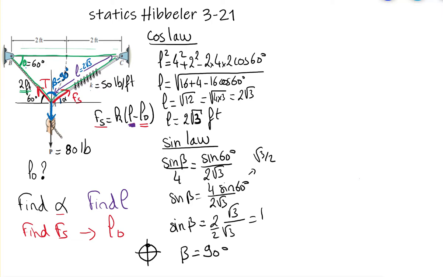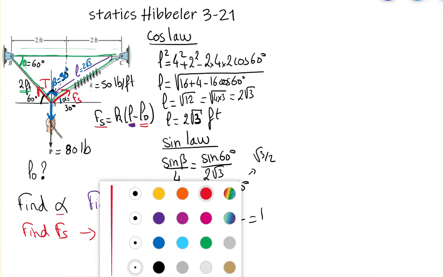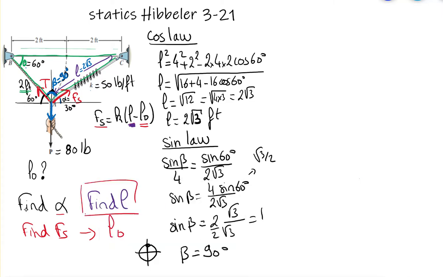So now alpha. Okay. For alpha, we have 60 degrees, we have 90 degrees, so that's a right triangle. So alpha is 30 degrees, right? 60 plus 90 plus 30, 180 degrees. So here we go. We have the geometry. So we found L. We're good with that.